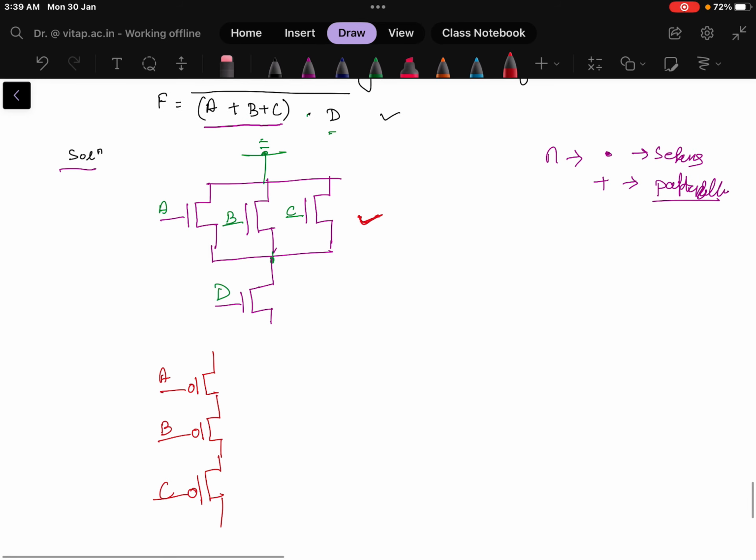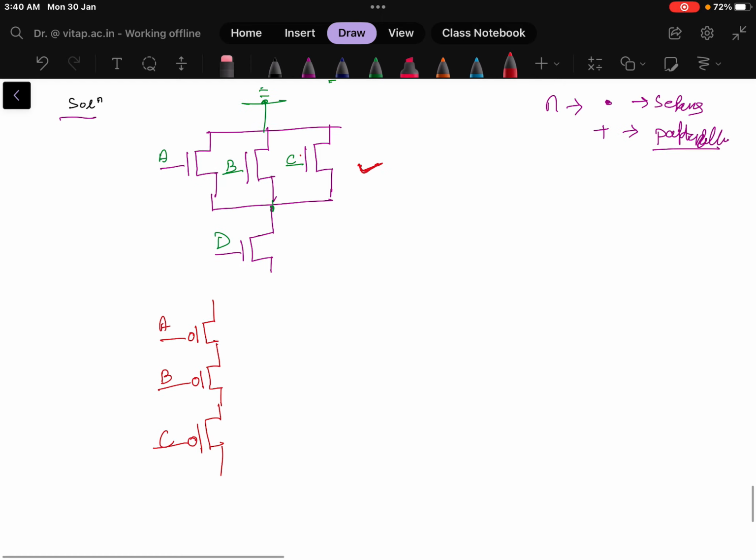In the NMOS case, ABC in parallel was connected in series with D. In this case, the ABC series will be connected in parallel with your D. So this is in parallel and this input is your D. Okay. Now how to connect between them? The connection you can make like this.